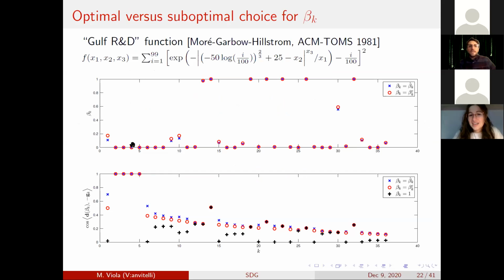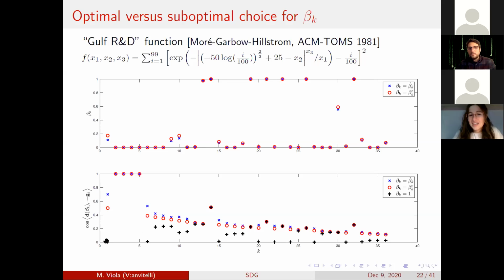Just to give you an idea of the difference between the optimal and the suboptimal choice, this is an example with the Gulf research and development function from the Moré-Garbow-Hillstrom problems. And we plotted for each iteration the optimal value, which is the red circle, and the suboptimal value, which is the blue cross. You can see it's usually smaller or equal. It's always smaller or equal.